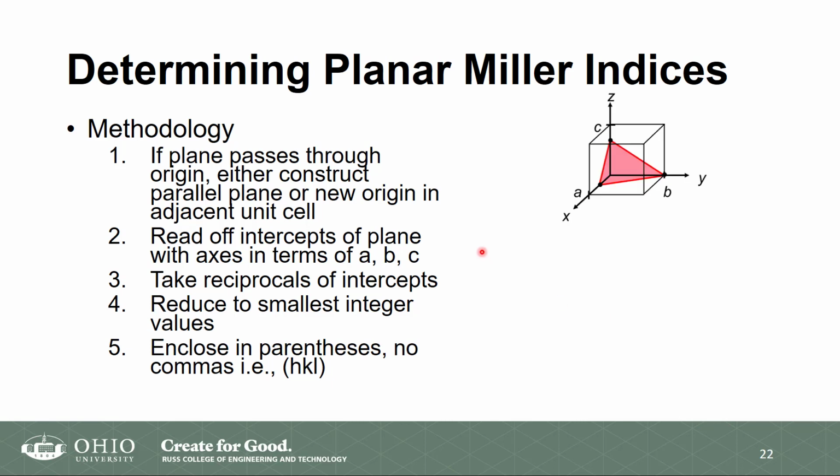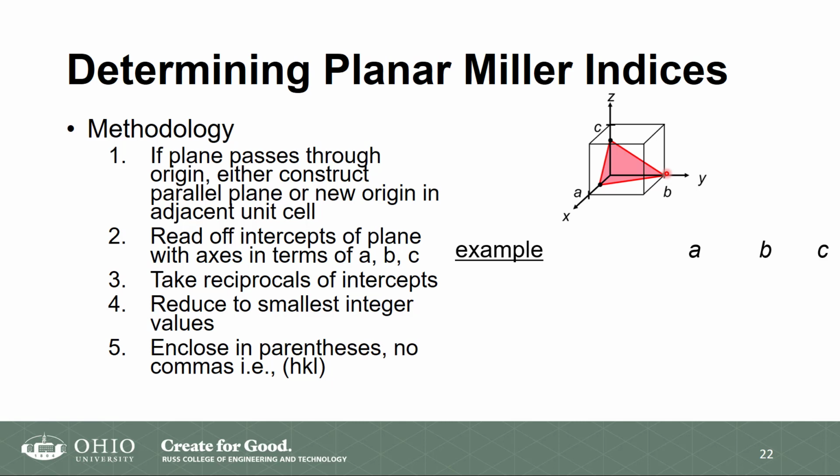Let's do another example. Now we have a different plane: in the previous one, we had a square plane, and in this case, we're going to be dealing with a triangular plane. The steps are still the same. So, once again, do we need to reposition the origin? No, we do not, because this plane does not cross the origin. The next thing to do is to read off the intercepts. We're just estimating based on visualization that this triangle right here crosses the x-axis about halfway through this unit cell dimension. This is about half a.